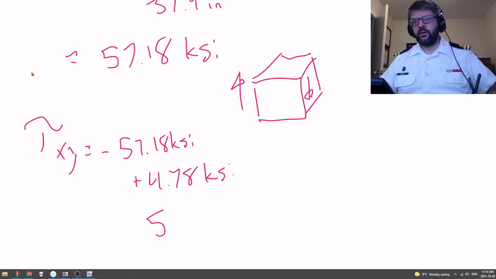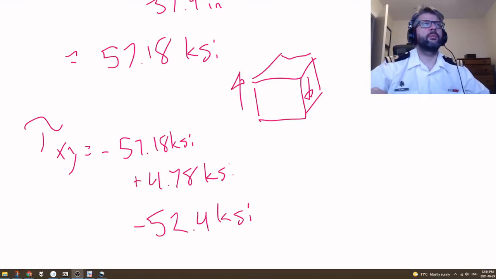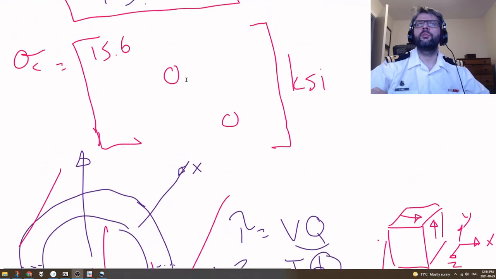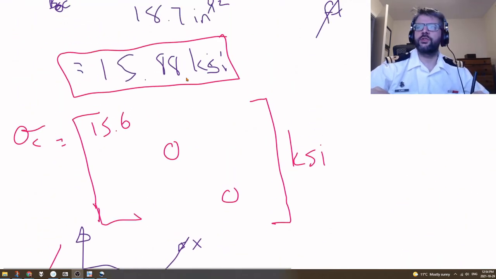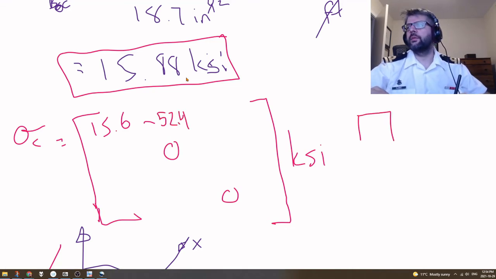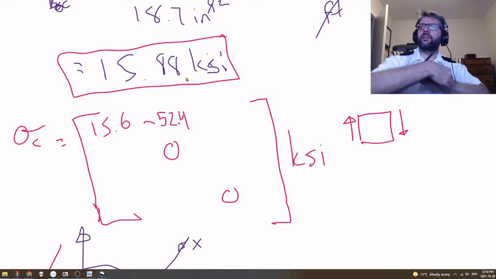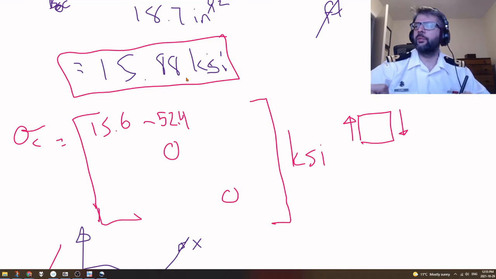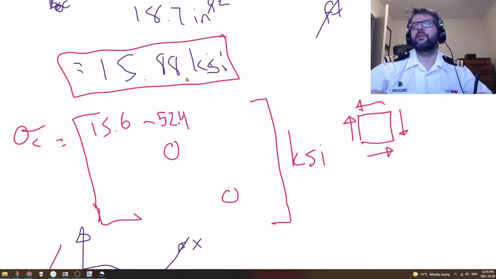That will give us negative 52.4 KSI. So if we head back up to here, that will be our XY shear stress, negative 52.4 KSI. And then again, you will recall that if we have negative shear stress like this on the x face in the negative y direction, in order for this to be balanced, we also need to have a corresponding shear stress on the y face in the negative x direction. So this matches this here.